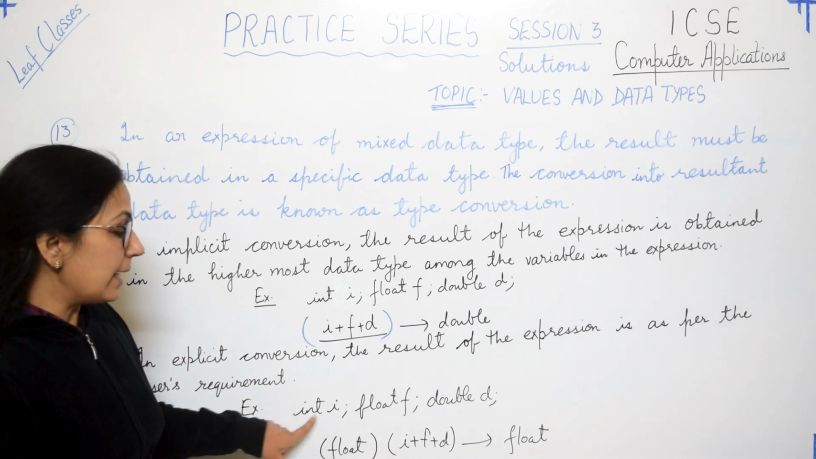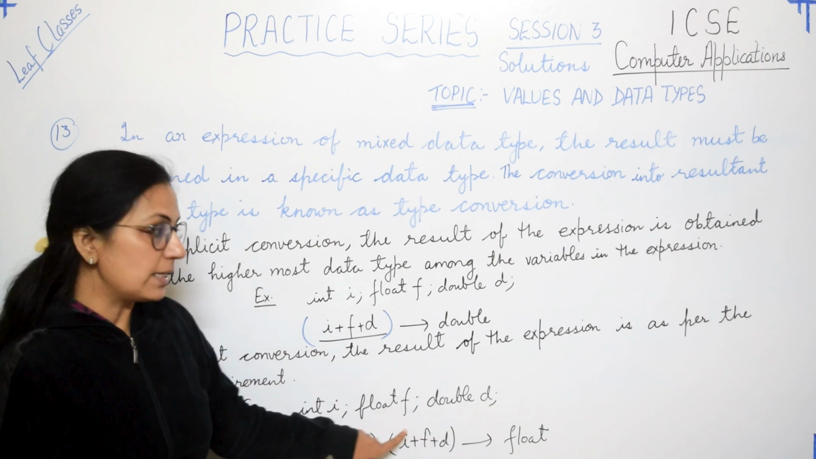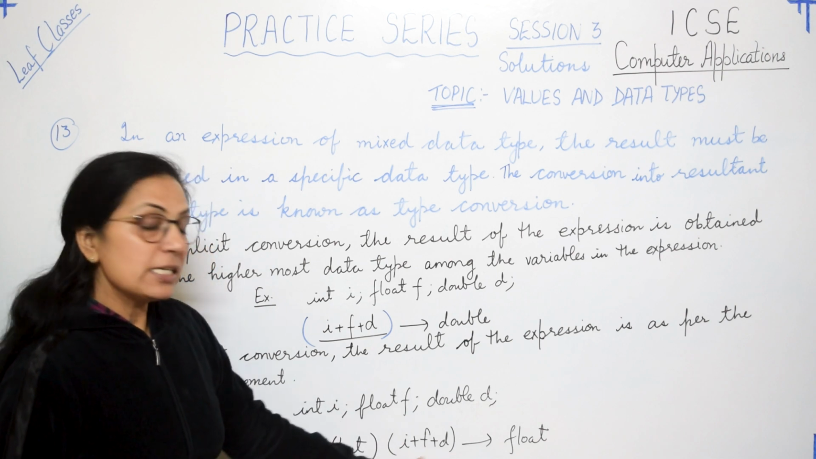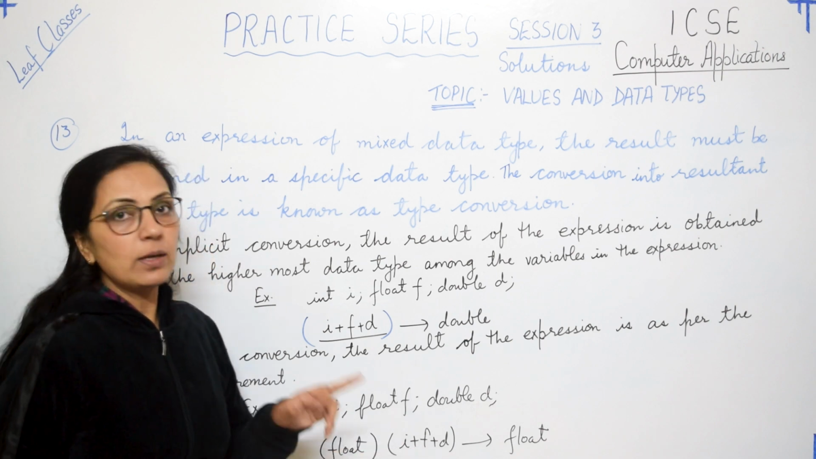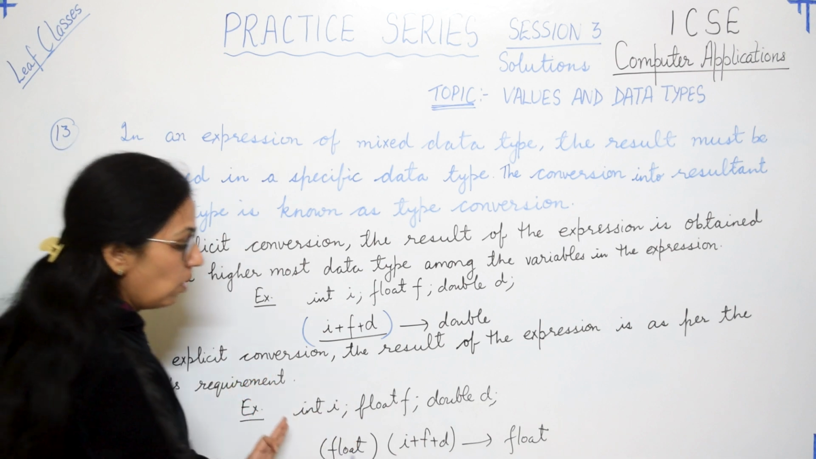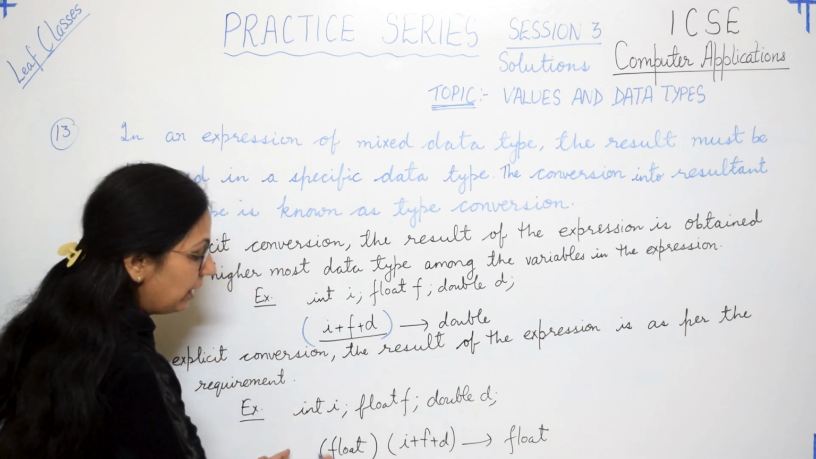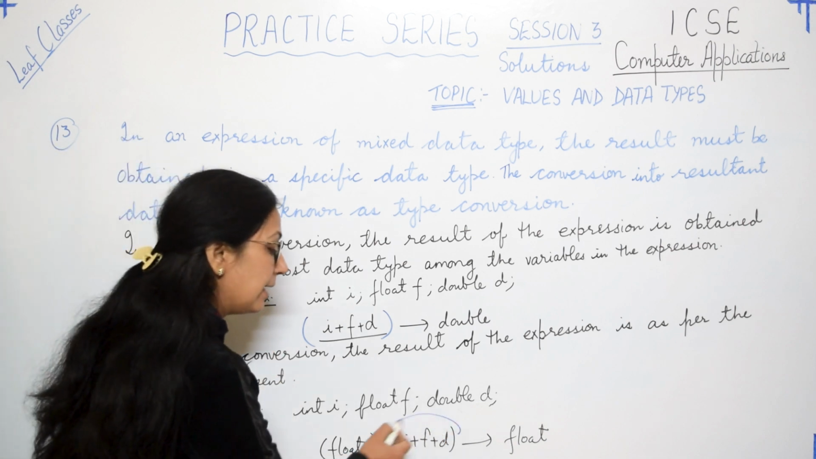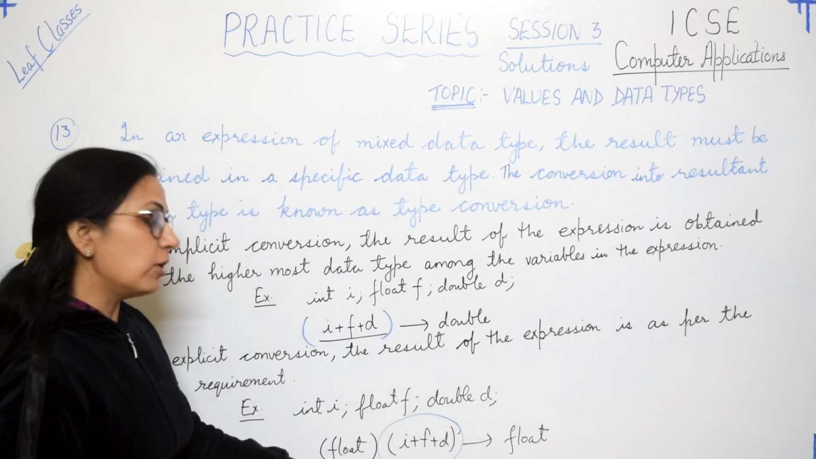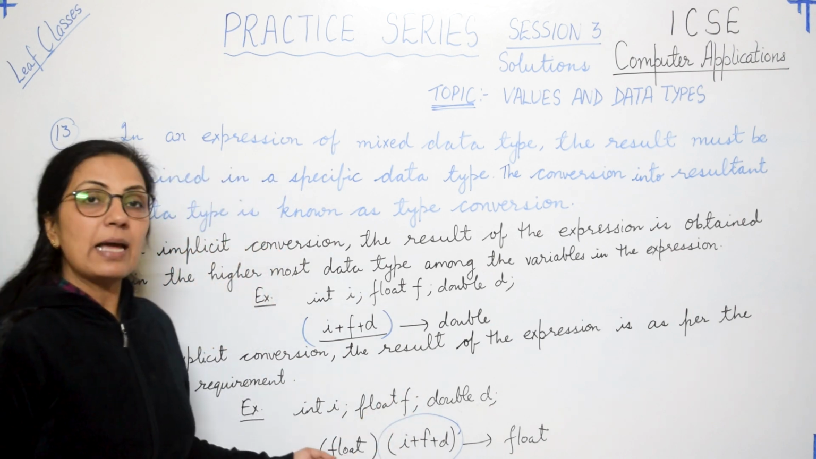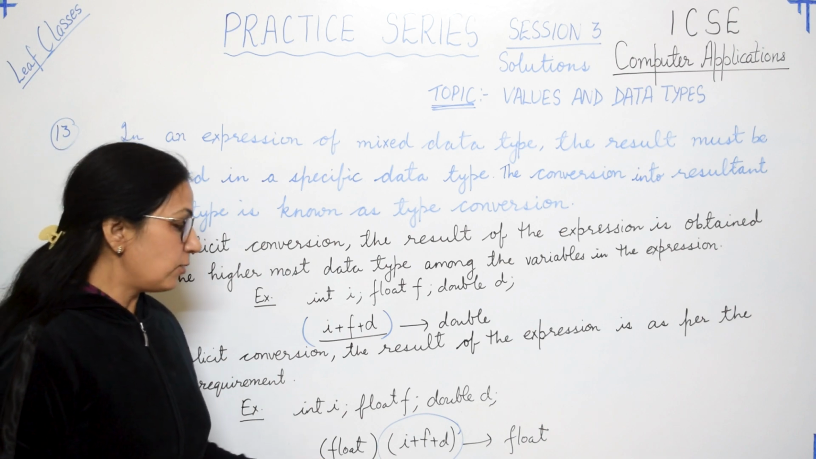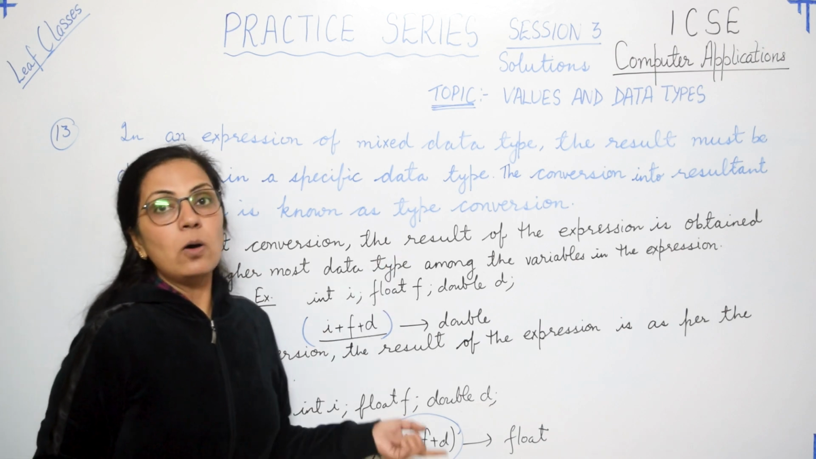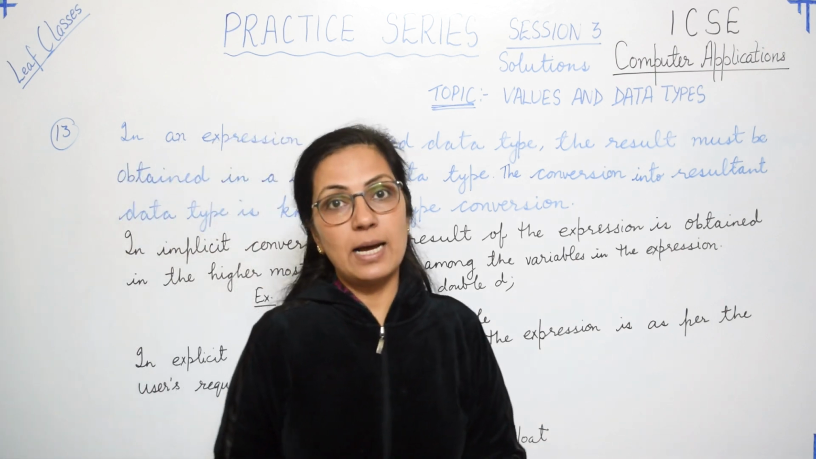Here also I have taken i as int, f as float, and d as double. And here also I have written i + f + d. Integer, float, and double we are adding. But I want the answer in float value. So what I will do, before the expression we write the desired data type within brackets. So the result of this particular expression will be forcefully converted into the data type which we have mentioned. So here it is float, so the result of this expression will be float type. So this is how implicit and explicit conversions work.